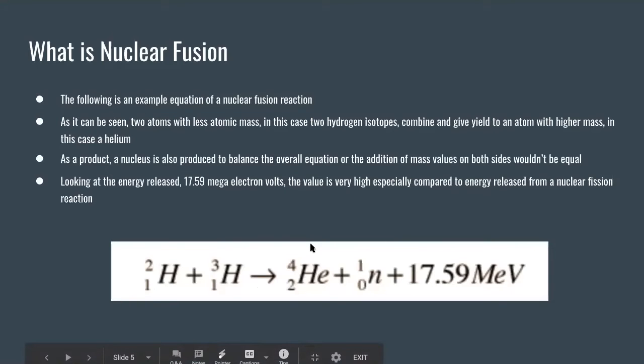The following is an example equation of a nuclear fusion reaction. As can be seen again, two atoms with less atomic mass, in this case two hydrogen isotopes, combine and yield an atom with higher mass, in this case a helium. As a product, a neutron is also produced to balance the overall equation, or the addition of mass values on both sides wouldn't be equal. Looking at the energy released, 17.59 mega electron volts is released, and the value is very high, especially compared to energy released from a nuclear fission reaction.